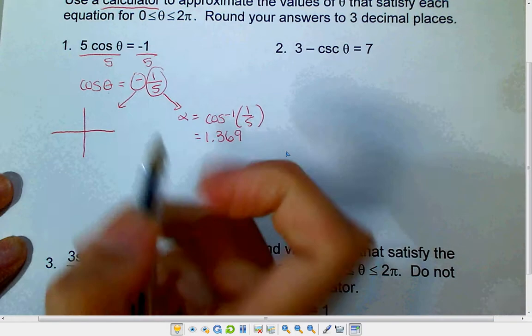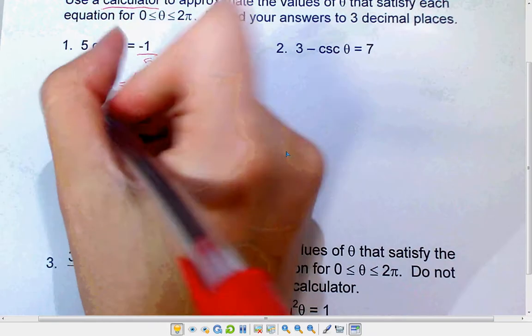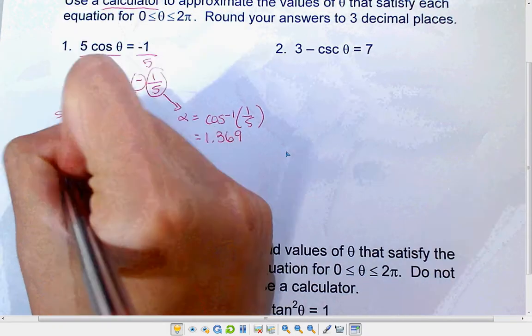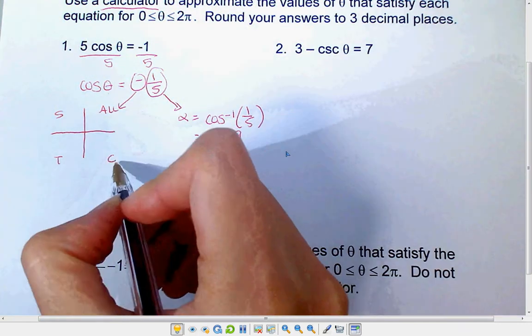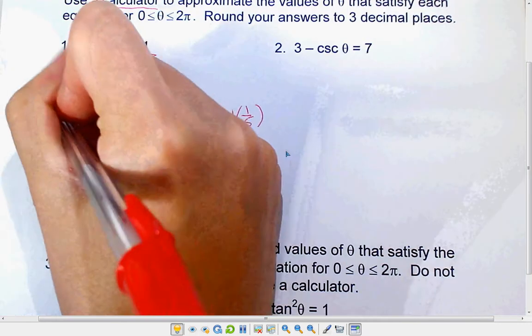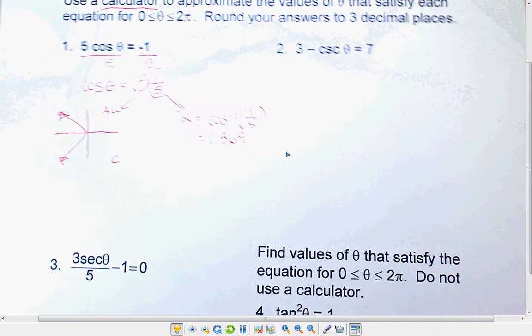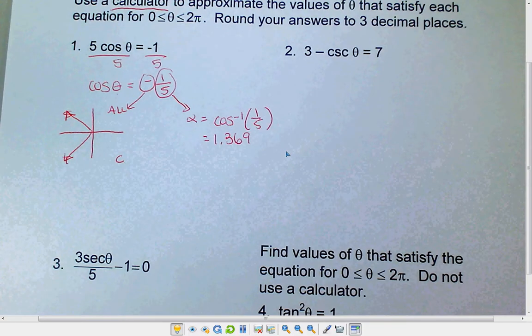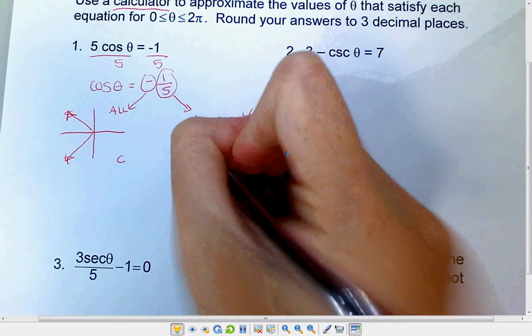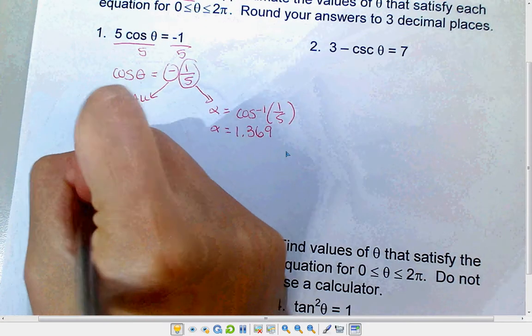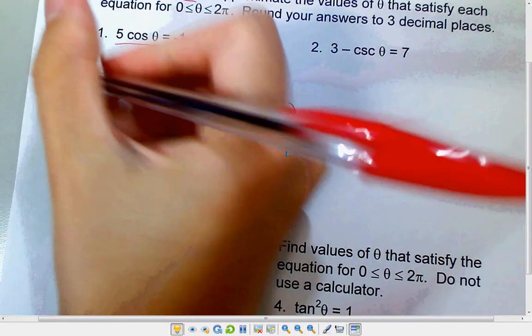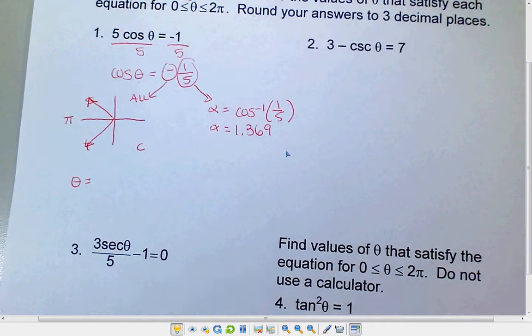And just like before, we want to use our negative sign to figure out when is cosine negative. So in our quadrants, cosine's positive in all and C. So that means we want the second and third quadrant. So just like before, we are going to be combining these two to get to our answer. Because we're in radians, however, we're not going to be using 180 degrees anymore. We're going to be using pi.